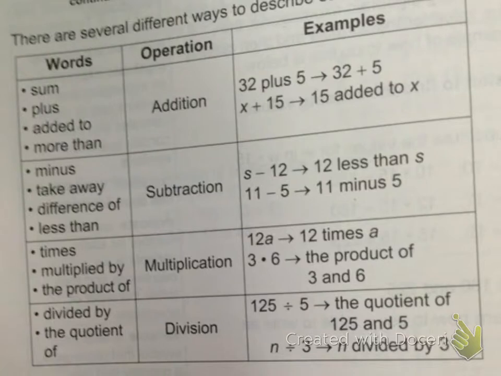Okay, so now I want you to take a look at this page. The left column says words, and then operation, and then examples. So words for addition would be sum, plus, added to, more than. Anytime you read word problems and you see these key words in there, find the sum of this, or this plus this number, that's going to mean addition. An example is 32 plus 5. All that's saying is 32 plus 5. And x plus 15, we could say as 15 added to x.